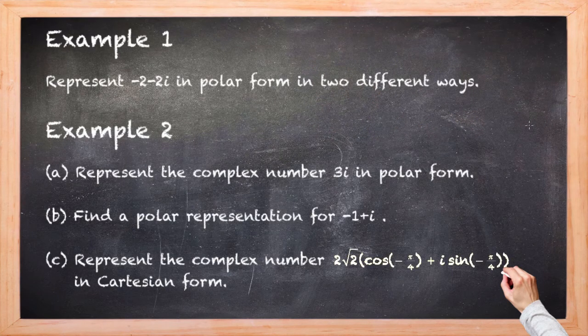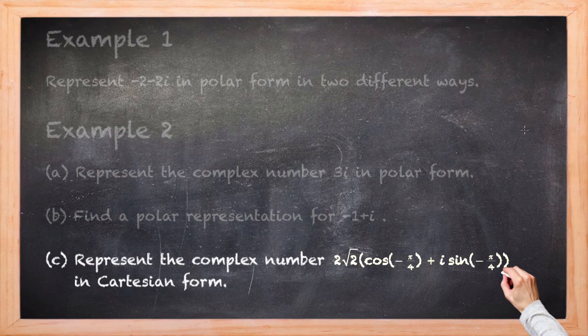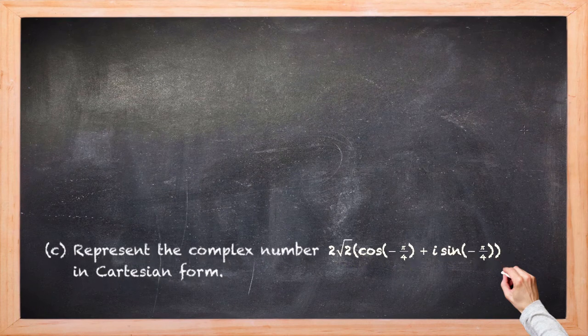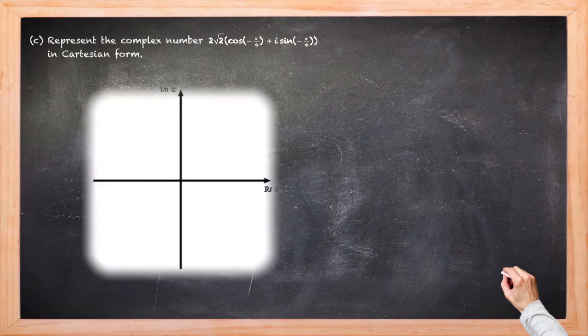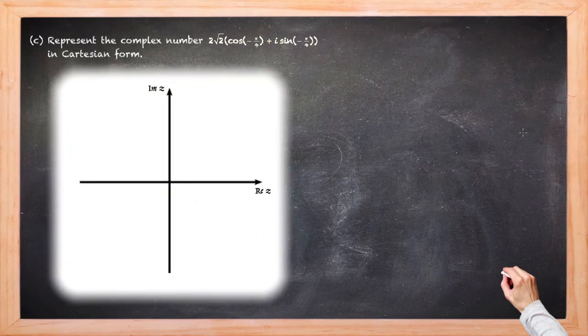So let's tackle the last question where we're given a complex number in polar form. 2 root 2 times cosine negative pi upon 4 plus i sine negative pi upon 4. Now where is that on a diagram? Well, we know one of its arguments is negative pi upon 4, so it will be on a line from the origin that makes an angle of negative pi upon 4 with the positive x-axis. We also know that its modulus is 2 root 2. So it's a distance from the origin of 2 root 2 along that line. So we can pin it down.